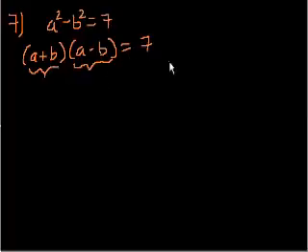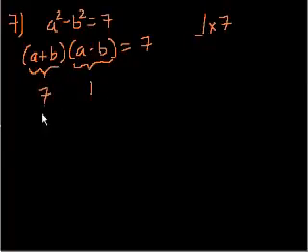So what could they be? What numbers, when you multiply them, can be 7? There's only one choice, right? 1 times 7, because 7 is prime. 7 has no other factors other than 1 and 7. So which one's going to be 7 and which one's going to be 1? The larger one's going to be 7 and the smaller one's going to be 1.